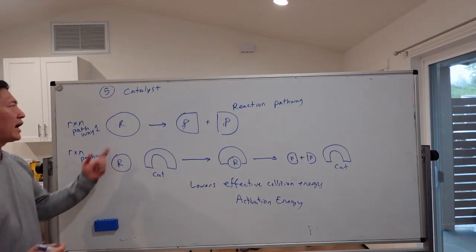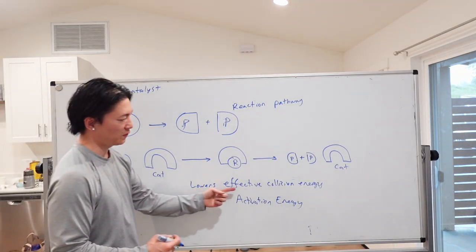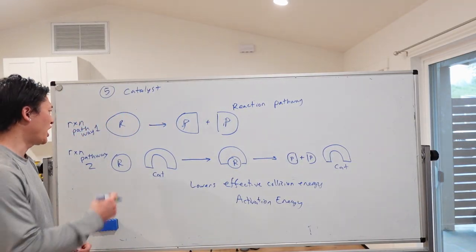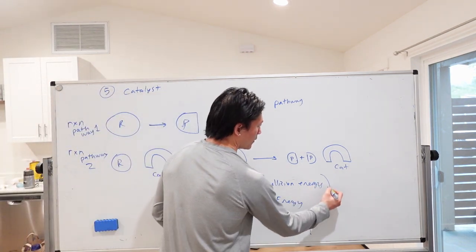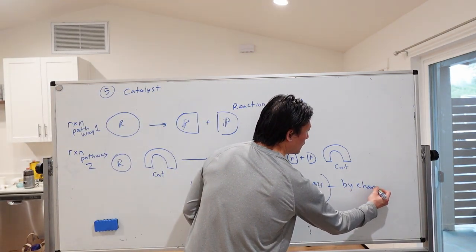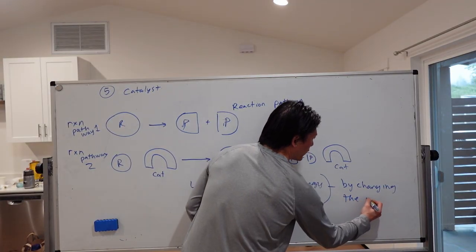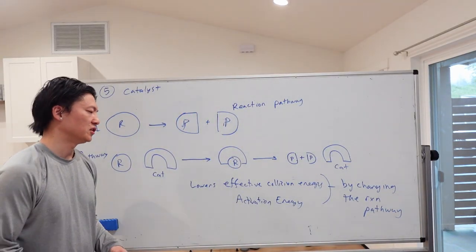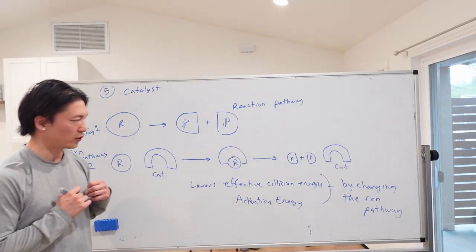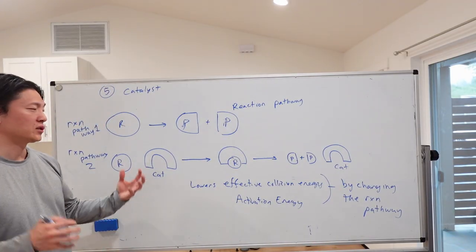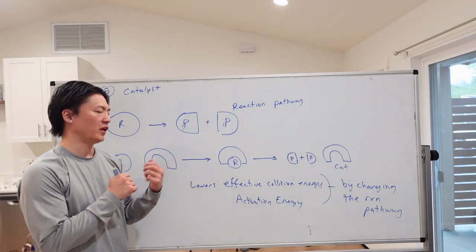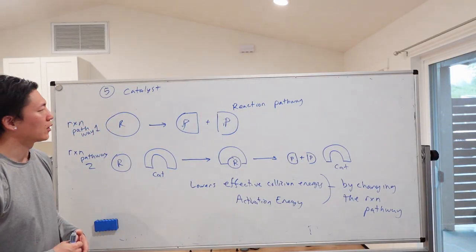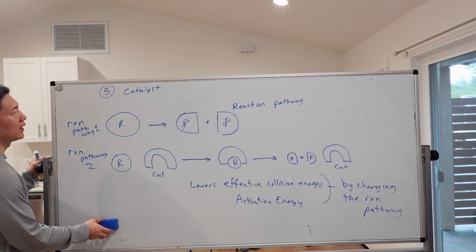And that's how a catalyst works. It lowers the effective collision energy, or the activation energy, by changing the reaction pathway. Again, the activation energy is the energy required for an effective collision. Because remember, some collisions are not effective. They just collide and nothing happens. Some collide a little bit harder and then they can become products. So that's the catalyst.